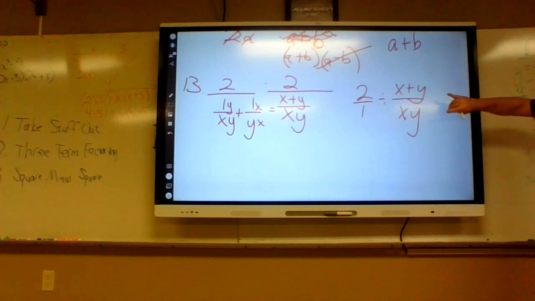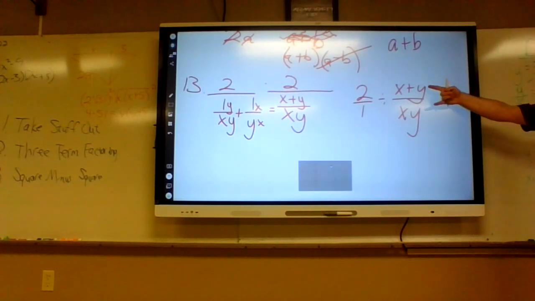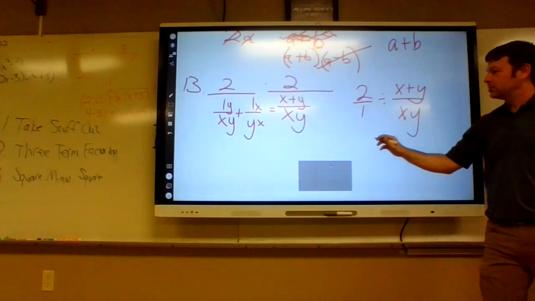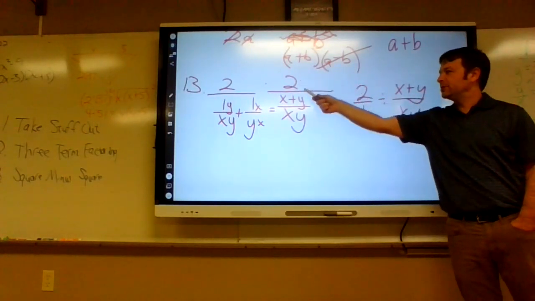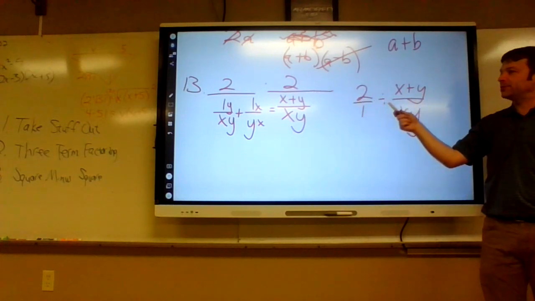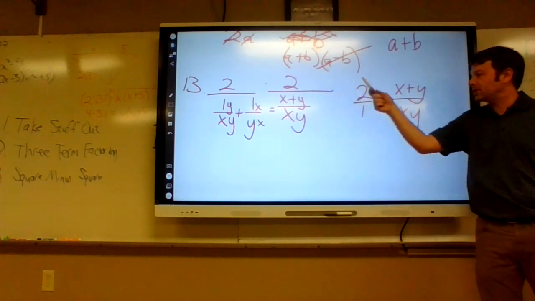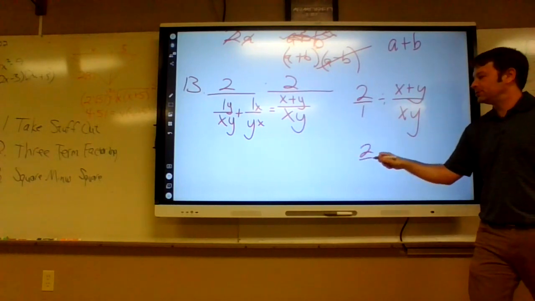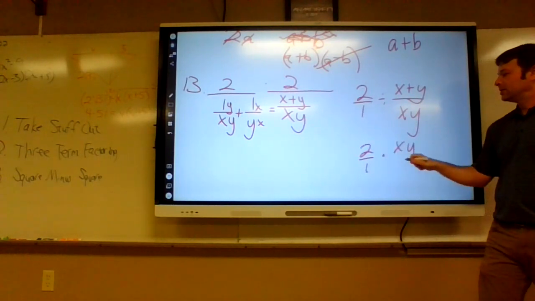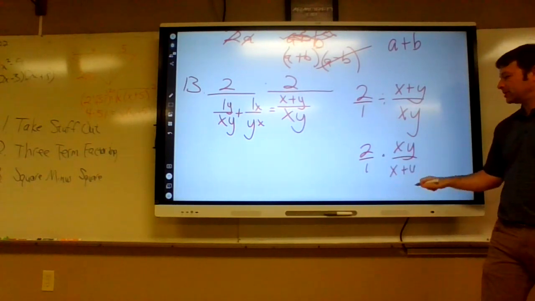So what do we have to do? Flip this guy and multiply. So what happened to the 2 on top of the xy? Right there. I turn the division bar into a division symbol. It's 2 divided by this thing. So it becomes 2 times xy over x plus y.